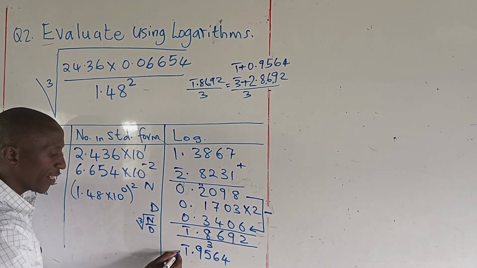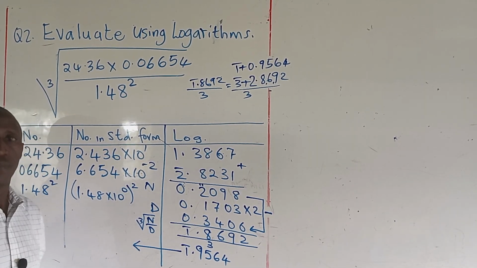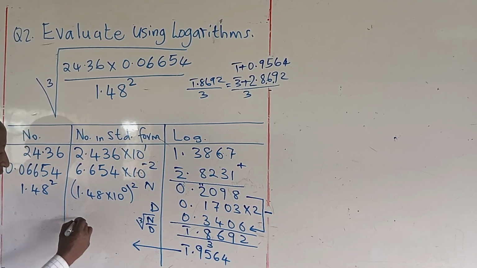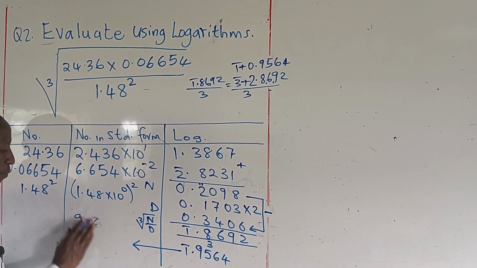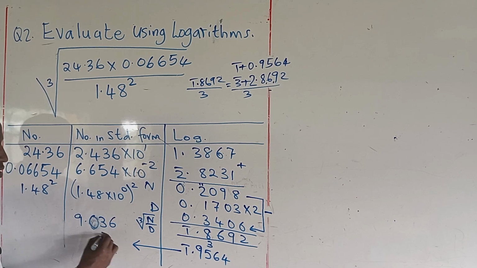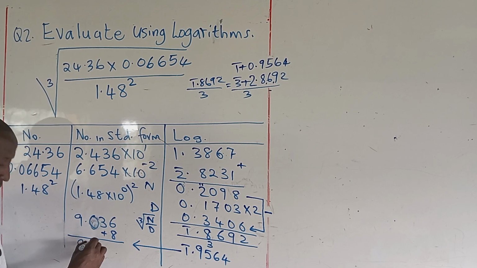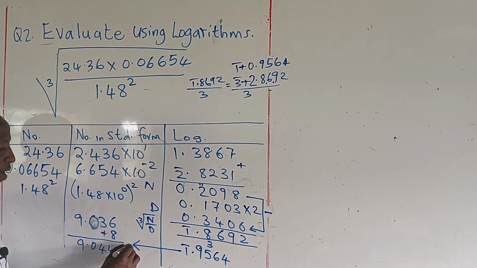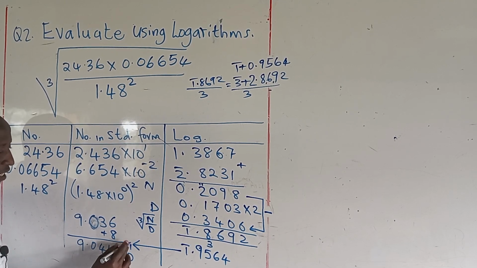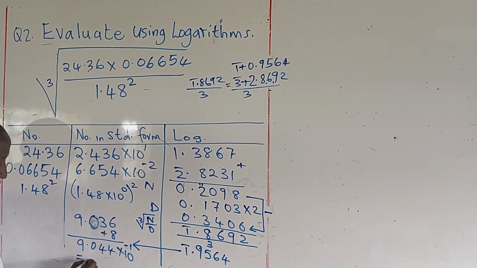Bar 1.9564, whose antilog now we may read from the mathematical table as 9.036, and on the last column we add an 8, and that gives you 9.044 times 10 to power negative 1. Negative 1 coming from the characteristic here. And that gives you 0.9044.